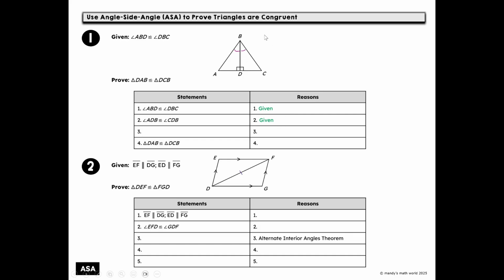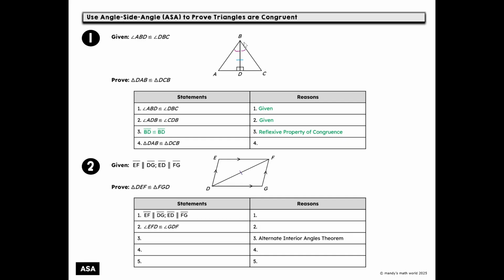So I know I have two triangles that are right next to each other and they share a side. I can always, always, always use the reflexive property of congruence to show that segment BD is congruent to segment BD by the reflexive property of congruence. So now I have, and here's what's interesting about this one, you see those right angles and you think, oh, hypotenuse leg.